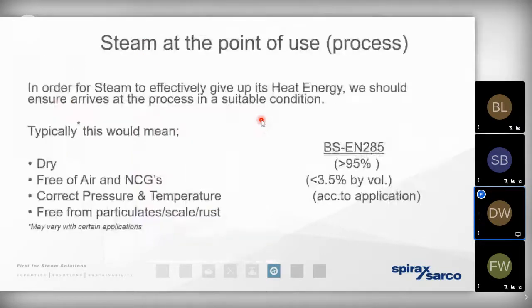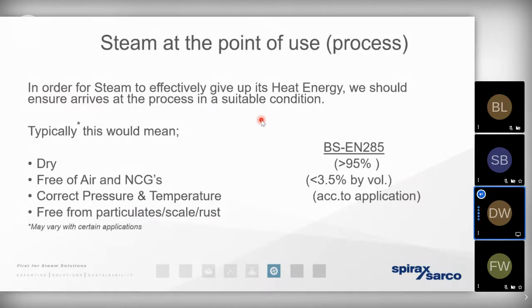So once we get the steam to the process, we need to understand that the steam needs to be distributed in accordance with what that individual process requires. So when we talk about a good condition of steam, we need to ask ourselves, well, what does good actually mean? If we're distributing steam for a heat exchanger in a rendering factory, or if we're distributing steam for a sterilizer in a hospital, they're going to mean completely different things. So different industries will measure steam condition in a number of different ways.